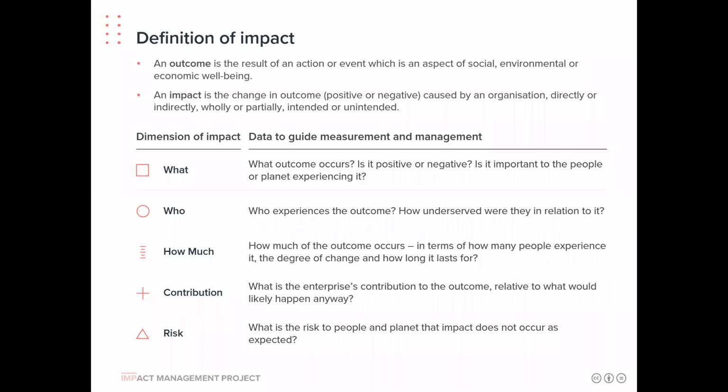the contribution. So is this outcome something that would have happened anyway? Is this just something that everybody experienced regardless of what the enterprise did? Or is this something that the enterprise really uniquely caused to happen that wouldn't have happened otherwise? So for people more coming from an impact evaluation background, this is the concept of the counterfactual. And finally, impact risk. This is simply what are the risks that the positive impacts that we expect don't come to pass, or that unexpected negative impacts do come to pass.